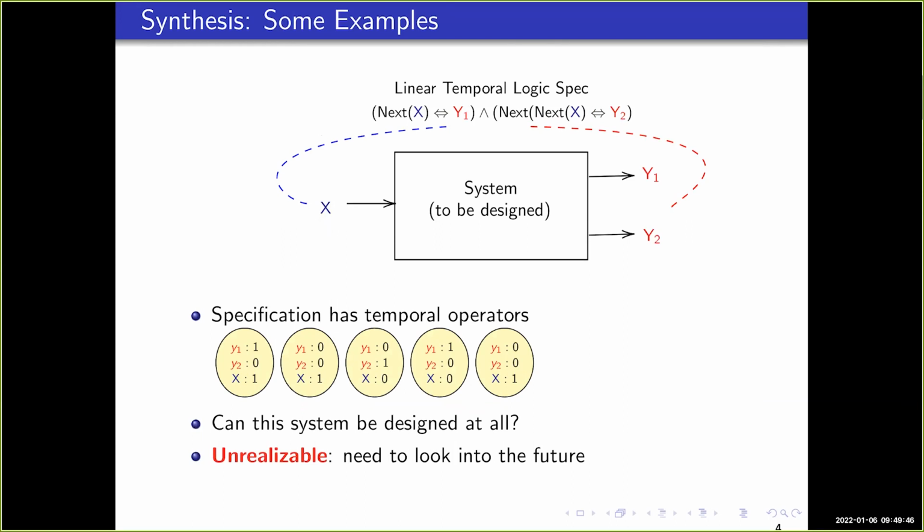So indeed, in this case, this specification is unrealizable. It means that it's not possible to design such a system, because I need to look into the future. In order to generate the value of y1 now, I need to know what the value of x will be at the next time step. But I cannot look into the future because the value of x at the next time step is in the hands of the environment, and I don't control the environment. Is this clear? Yes, sir.